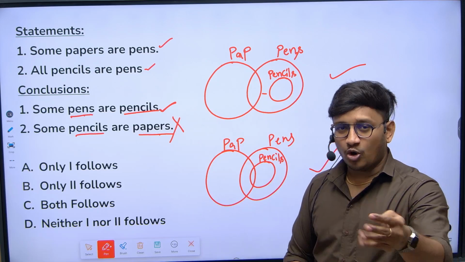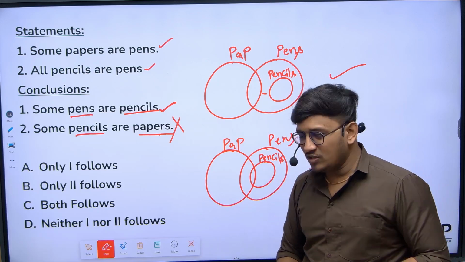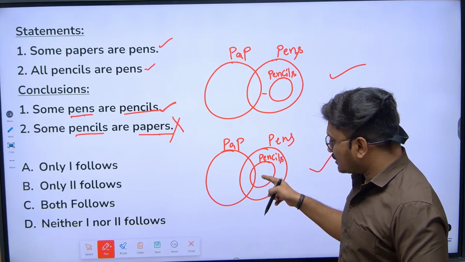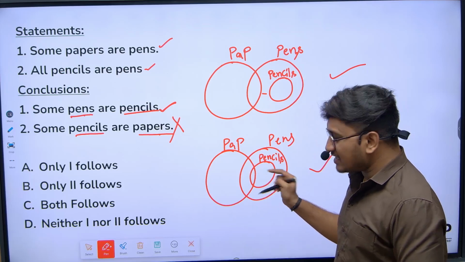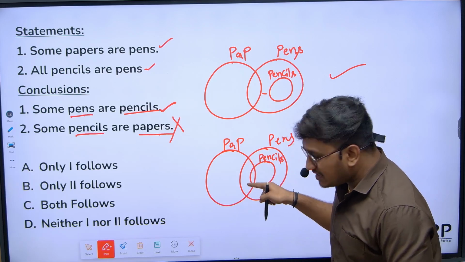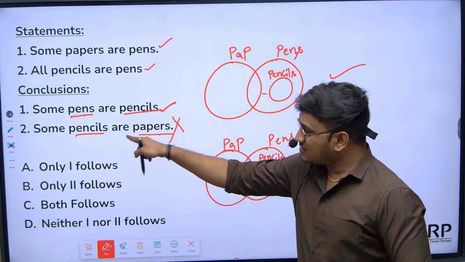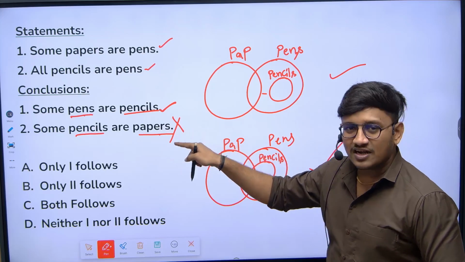And you may have a doubt. Some students might have a doubt. Sir, here pencils and paper circles are getting intersected, right? So from this particular diagram, we can say some pencils are papers. Why are you saying that this conclusion is wrong?